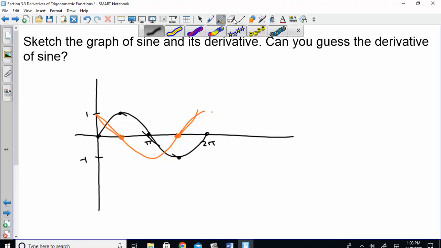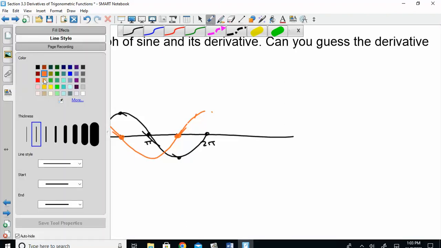Does that look like anything we've seen before? X squared. It does kind of look like a parabola, yeah. All right, let's keep going with it. Oh, that's the cosecant. You're close, but it's not cosecant. Cosine.